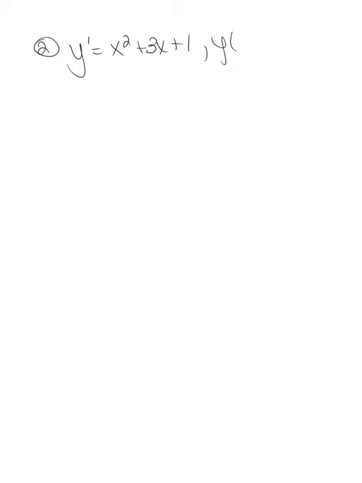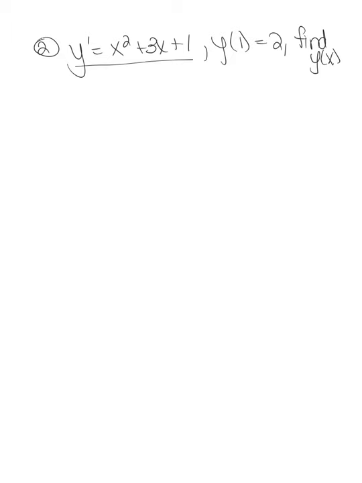But instead of y of 0 being equal to 4, I'm going to give you the initial condition that y of 1 is equal to 2. And we're going to once again find our y of x. So same exact derivative here, but a different initial condition.